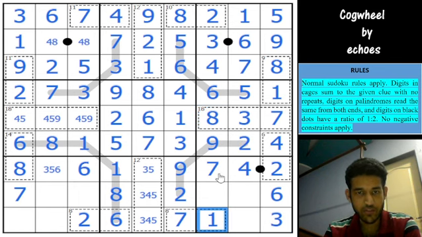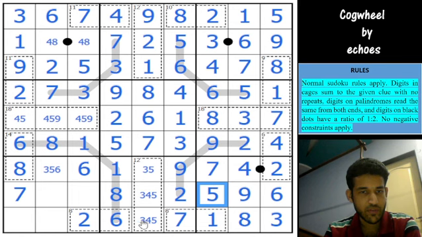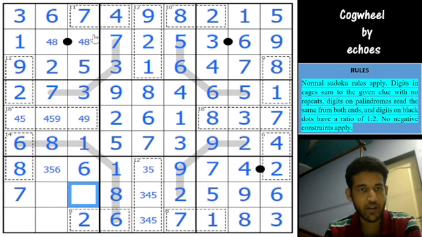So 1, 3, 6, 2, 4, 7. So we can quickly complete the box. So that's 8, that's 9, and that's 5. So 1, 2, 6, 3, 5, 7, right? So this is not a 5. What is this? This is not an 8. So 8 in column 1. Column 3 has only one cell left. So that's 8, that's 4.